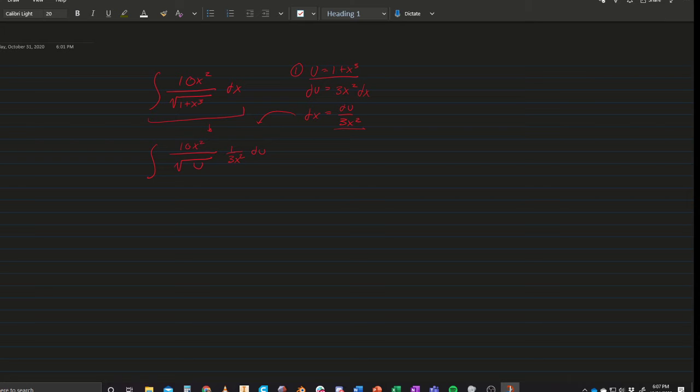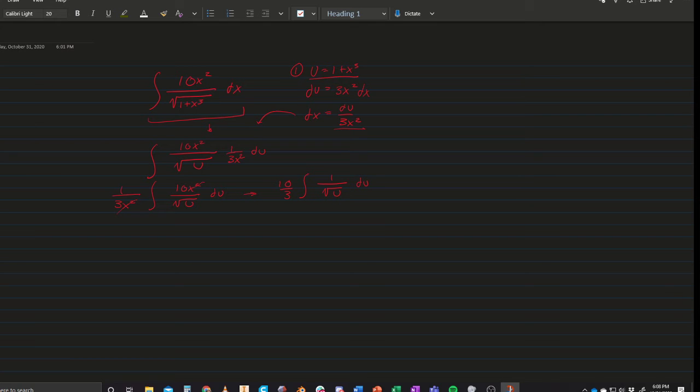And then what you can do is, since you're not finding the integral of dx, you're finding the integral of du, you can pull out the 3x squared. So you can do 1 over 3x squared and the integral of 10x squared over the square root of u du. That just makes it look nicer. You don't have to do it. But next, you can see that the x squareds cancel out. And then you can also pull the 10 out because it's a constant. So you do 10 over 3 integral of 1 over square root of u du, which is infinitely easier to solve than this first integral we had here.